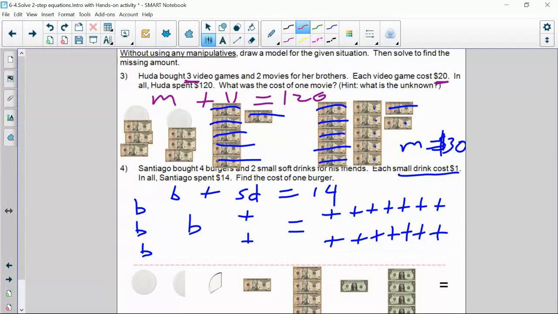Okay, well, we need to get rid of these 2 positives. Well, what's the opposite of a positive? A negative. Okay, and so since I took out 2 negatives there, I gotta take out 2 negatives over here. Those are our 0 pairs that canceled out. All right, now I have 4 B's, 4 burgers that we need to separate. Now we have 2, 4, 6, 8, 10, 12.